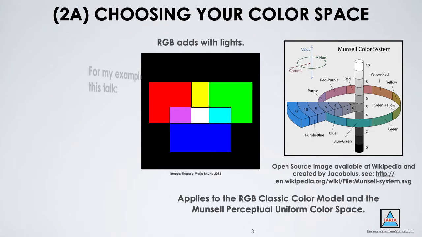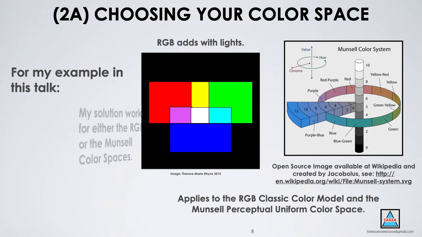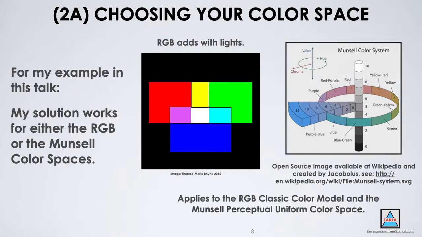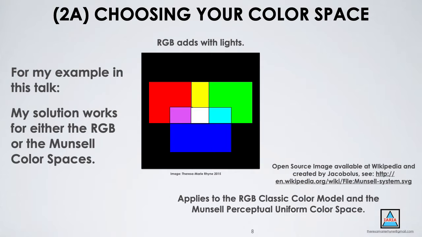Now, Munsell was an artist, and I'm going to use, in my example, a solution that works in RGB or Munsell color spaces. So the magenta is going to work in either one of these color spaces. So I'm going to give you a chance to see this a little bit further. Now, what Munsell did was he wanted to study how people looked at color. And he came up with something very important, and that is we don't see color very well.